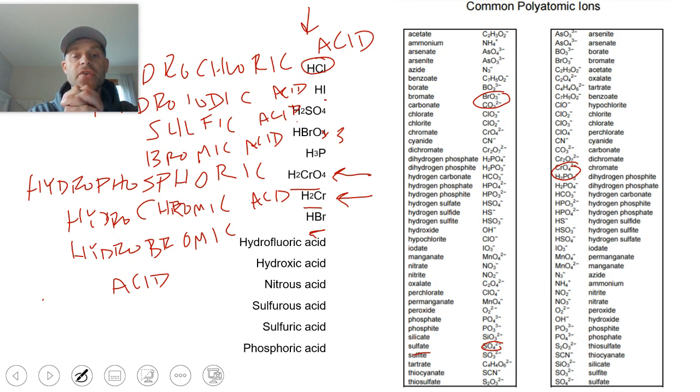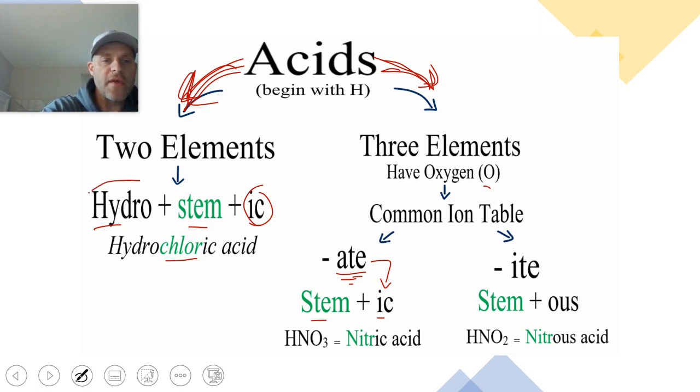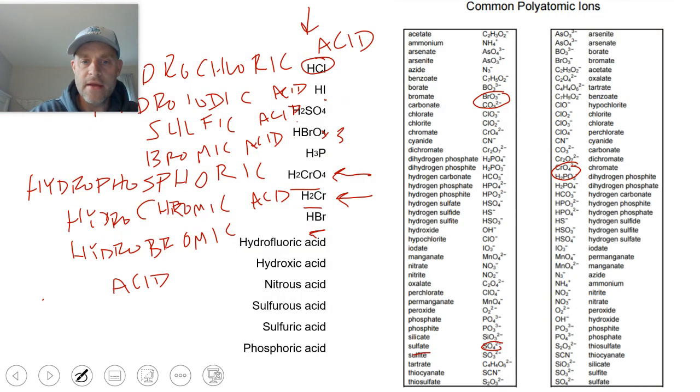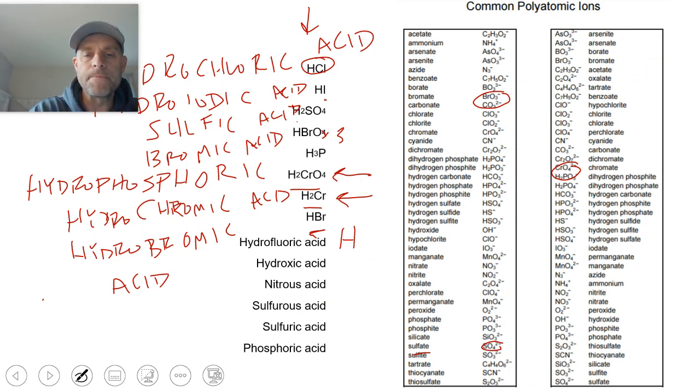So the first one is hydrofluoric acid. Well, what does it start with? It starts with hydro. So if I go back a slide, remember, if it starts with hydro, that's my indicator. There are only 2 elements in this. The first one I know is always H. Hydrofluoric, it's going to end in ic. What is the stem? Fluor. What does fluor come from? That comes from fluoride, and that's just F. HF, hydrofluoric acid.